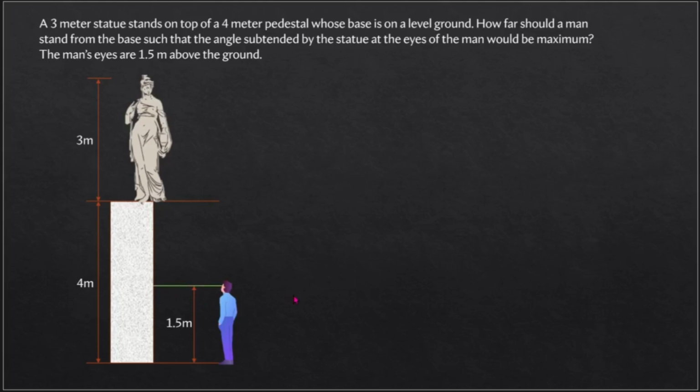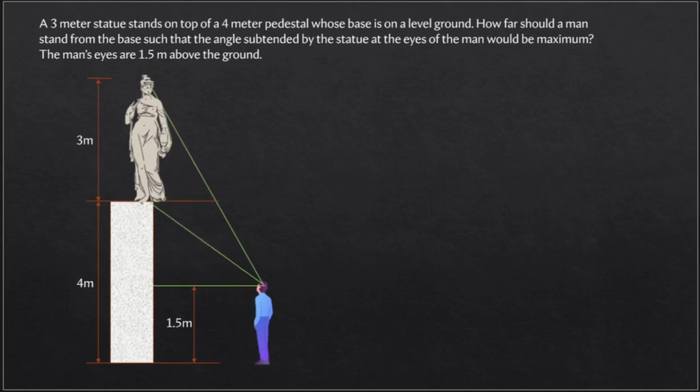Now, the angle subtended by the statue at the eyes of the man refers to the angular measure formed at the man's eyes by two imaginary lines that extend from his eyes to the top and bottom of the statue. So, going here and also going here. So, we have this line and another line. Now, this angle right here at the center, this would be the subtended angle. So, this is what we are trying to maximize. So we can label this as, let's say, theta.